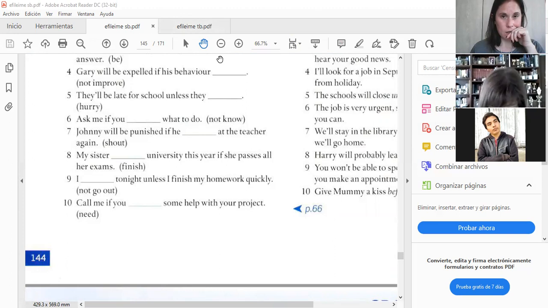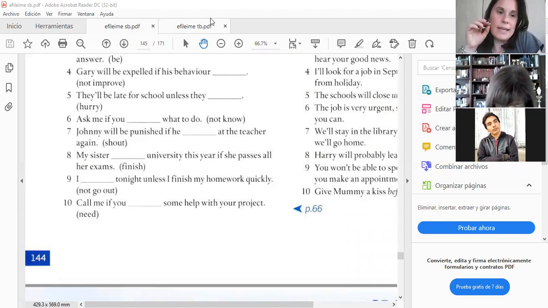My sister will finish university this year if she passes all her exams. Okay, so it's will finish university, Nico, right? Yes. Excellent. Continue, Nico. I won't go tonight unless I finish my homework quickly. Okay, yes, I won't go tonight unless I finish my homework quickly. Excellent. And one more, Nico. Call me if you need some help with your project. Call me if you need that.